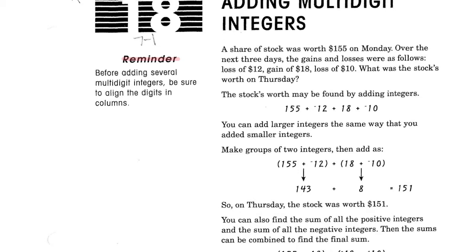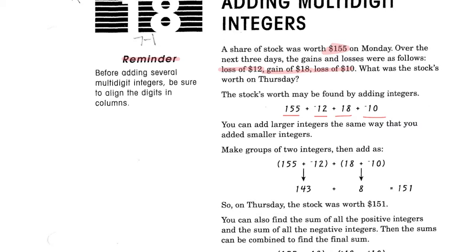All right, so it says a share of stock is worth 150 on Monday. Over the next 3 days, the gains and losses were as follows: loss of 12, gain of 18, loss of $10. What is the stock's worth on Thursday? So we started with 155. We lost 12, we gained 18, and we lost 10.